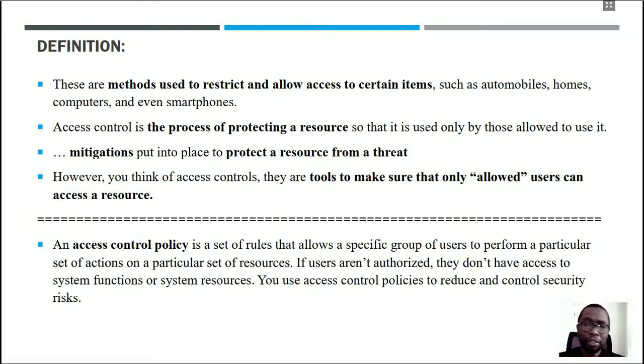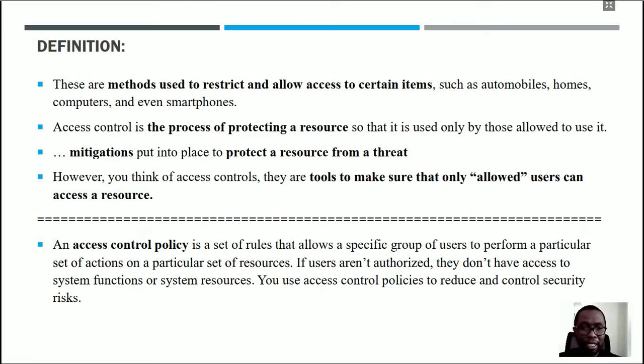And you see, in information systems security, a resource or an asset might mean a lot. It might mean a PC, an application, or even an entity that is used in managing information for an organization. So access control can also mean mitigations put in place to protect a resource from a threat. Last time we talked about threats. And then we would also finally define this as access controls being tools to make sure that only allowed users can access a resource.